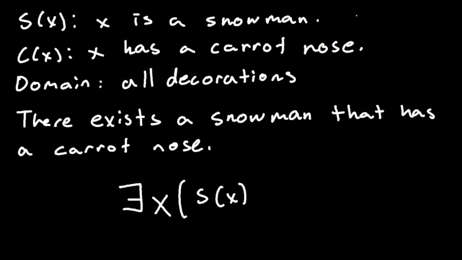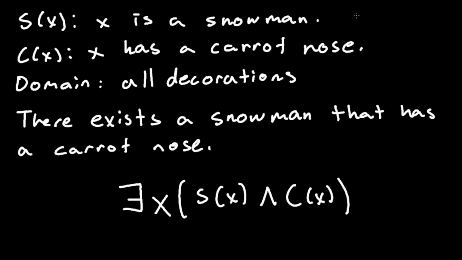That has a carrot nose. Is this a conditional? Is it not? Well, it kind of looks like a conditional, right? It kind of looks like the snowman is the condition and the carrot nose is the conclusion, right? But that's not necessarily the case. It's actually the AND operator. Yeah, I know, it's a little confusing. The previous one, I told you that the for all statement had a conditional, right?